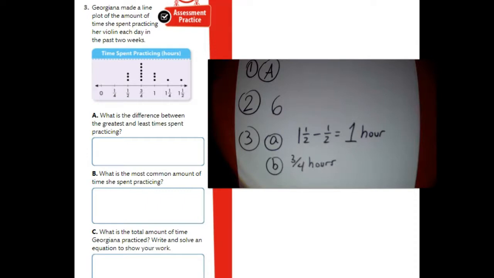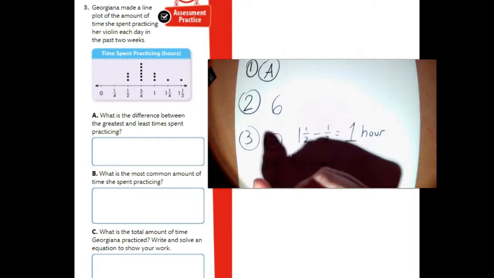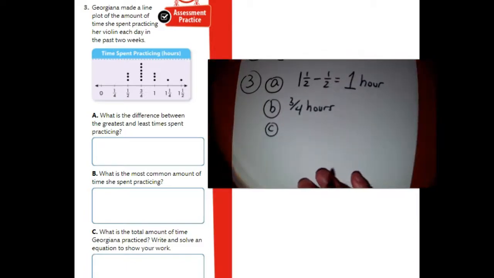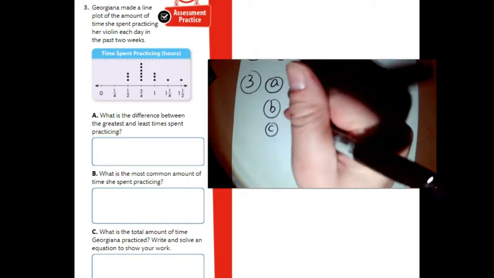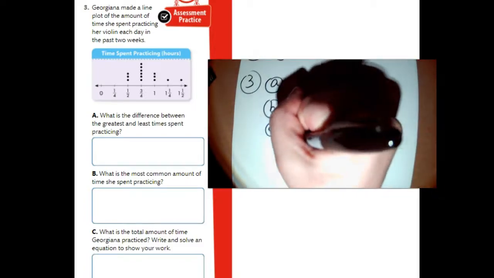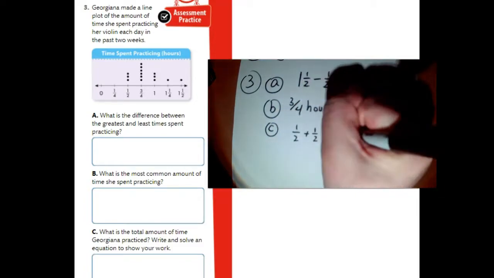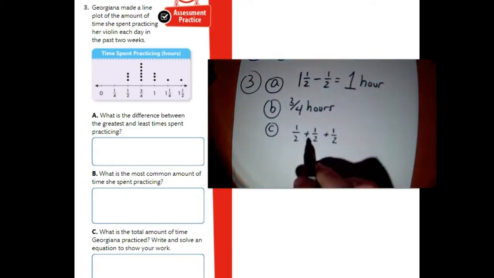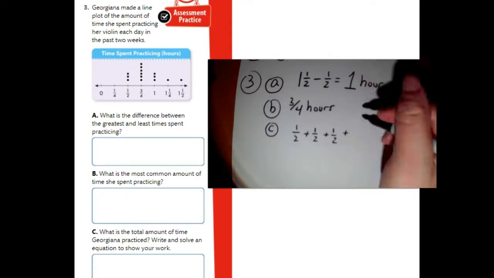Write and solve an equation to show your work. All right, so now we have to actually get into some real math work here. We're going to be adding together all the times, right? So I have 1/2 plus 1/2 plus 1/2. I could have done that as 1/2 times 3, right? I'm going to do that actually for this next one.